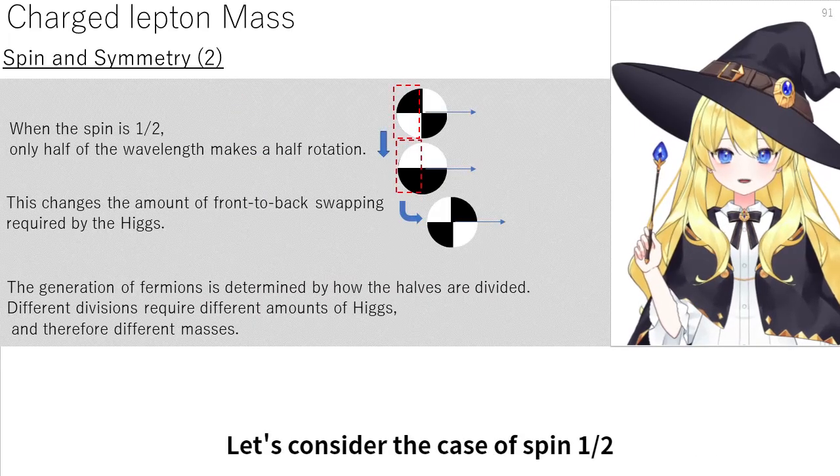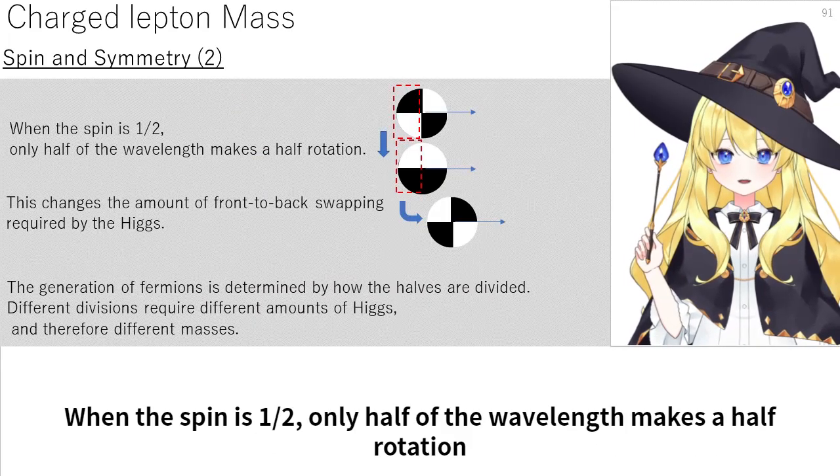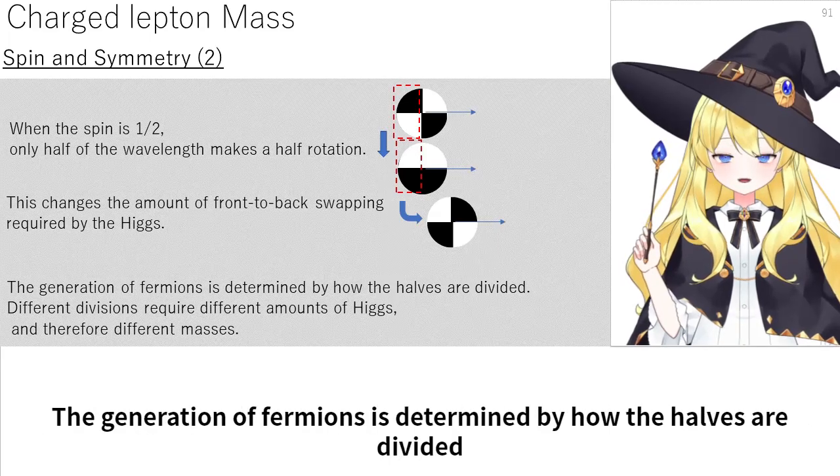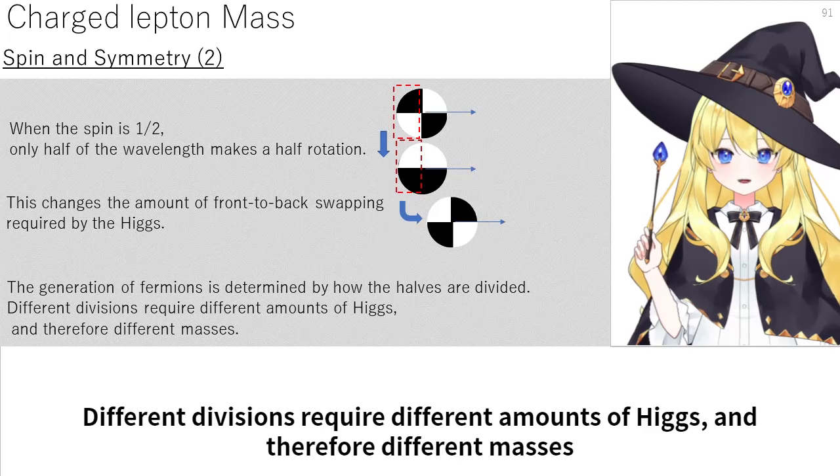Let's consider the case of spin 1/2. When the spin is 1/2, only half of the wavelength makes a half rotation. This changes the amount of front to back swapping required by the Higgs. The generation of fermions is determined by how the halves are divided. Different divisions require different amounts of Higgs, and therefore different masses.